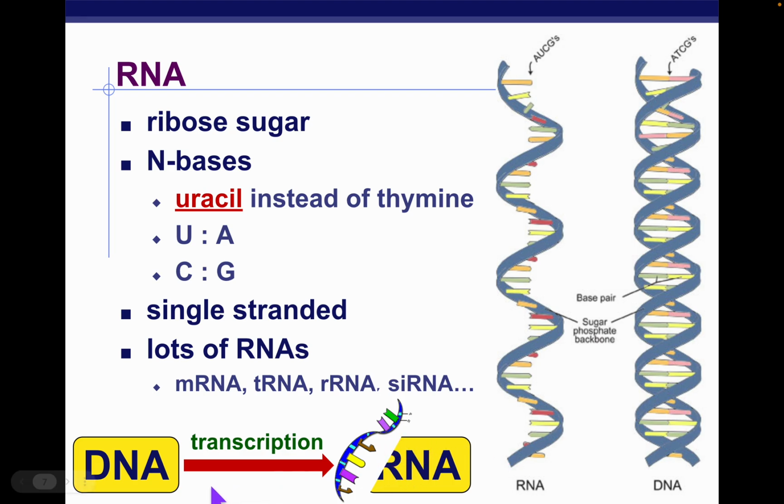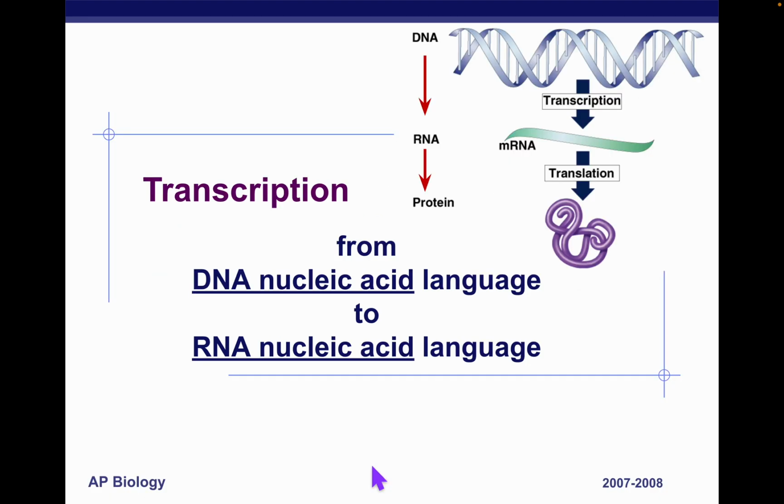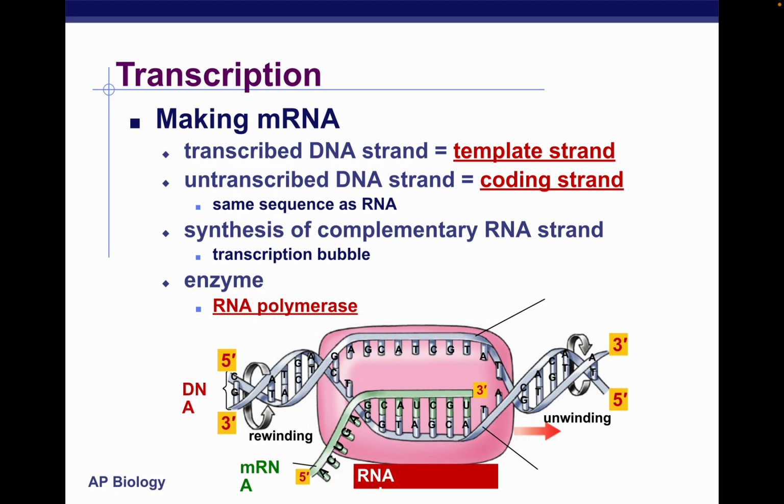The genetic code in DNA gets turned into RNA through a process called transcription. What is transcription? Transcription is when we take the DNA nucleic acid language and transcribe it to an RNA nucleic acid. This occurs in the nucleus. DNA cannot leave the nucleus, RNA can. So this is a very important process to get the genetic code eventually out of the nucleus to the ribosomes where proteins need to be made. All right, so here we have transcription. And transcription is making RNA. That's what it is.